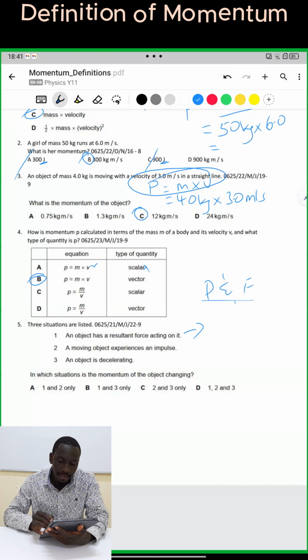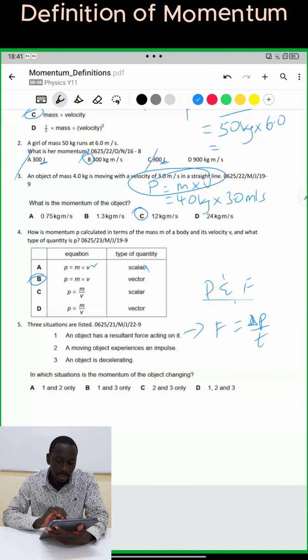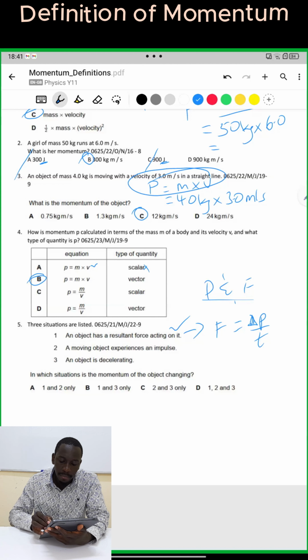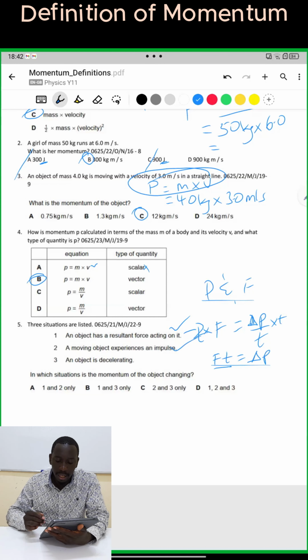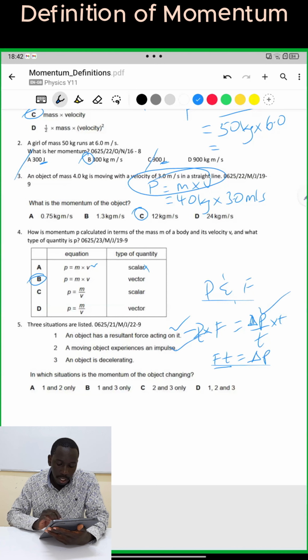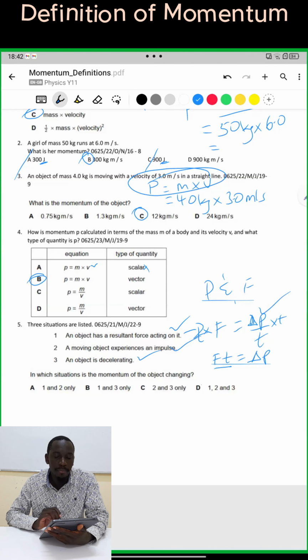Resultant force is given by change in momentum per unit time. So for the first, there must be changing momentum. A moving object experiences an impulse. If you multiply both sides by t, you have force times time, which is equal to the change in momentum. Force times time is impulse, which means a change in momentum. An object is decelerating. That means there's a change in velocity, and of course there must be a change in momentum. So it is 1, 2, 3, all of them.